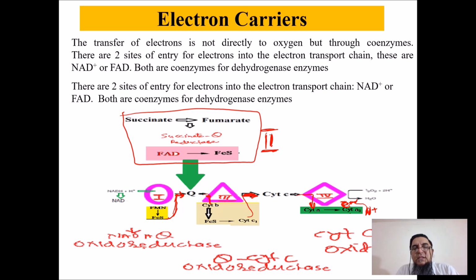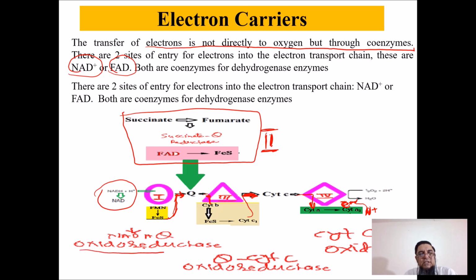The electron carriers in the electron transport chain transfer the electrons not directly to oxygen, but with the help of coenzymes. There are two sites of entry of electrons to the electron transport chain: one through NAD, another through FAD. Both coenzymes are dehydrogenase enzymes. For example, complex 1: NADH and NAD, the NADH-coenzyme Q oxidoreductase enzyme.